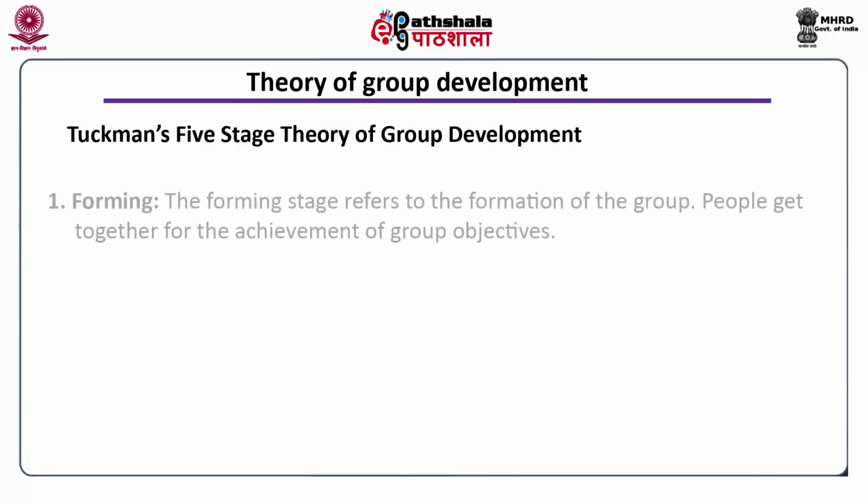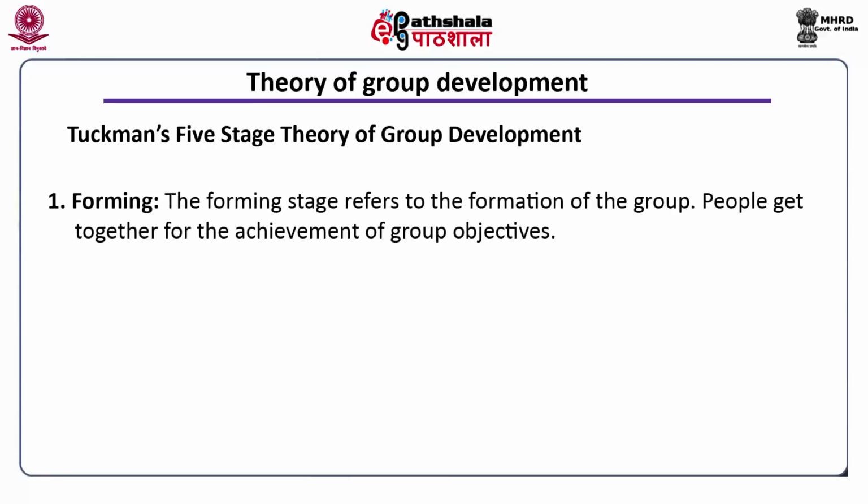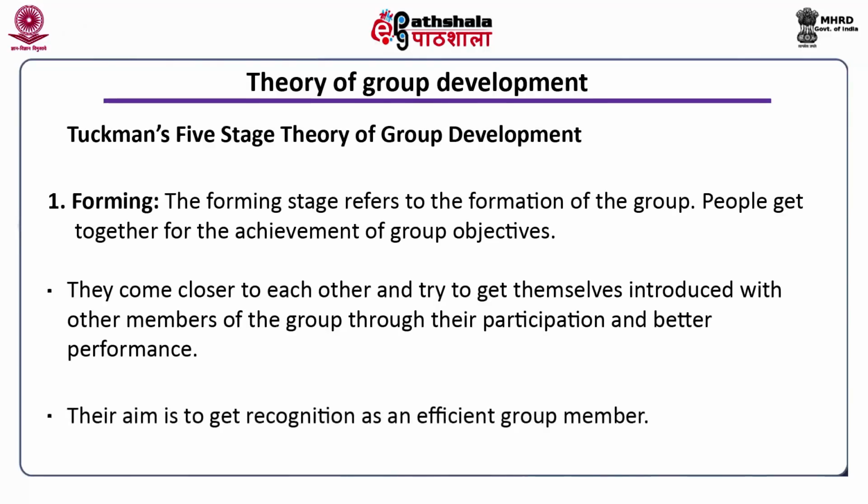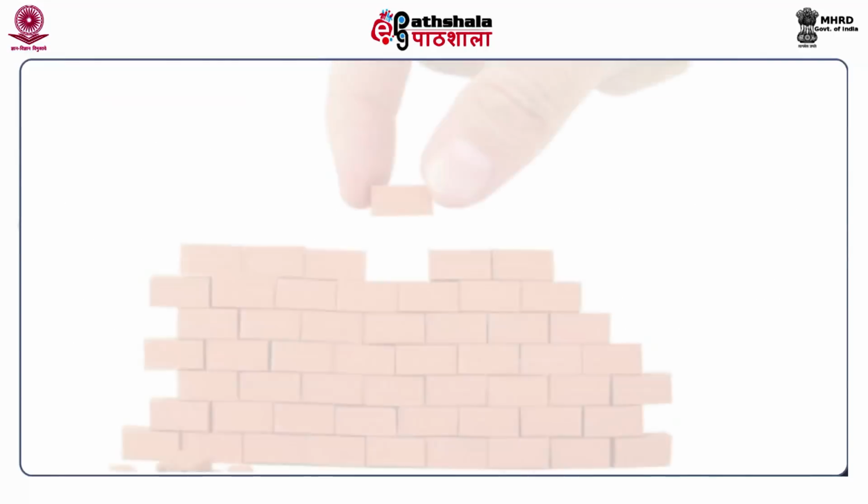First, we have forming. The forming stage refers to the formation of the group. People get together for the achievement of group objectives. They come closer to each other and try to get themselves introduced to other members of the group through their participation and better performance. Their aim is to get recognition as an efficient group member. An individual does his best efforts to fit in the group's activities.